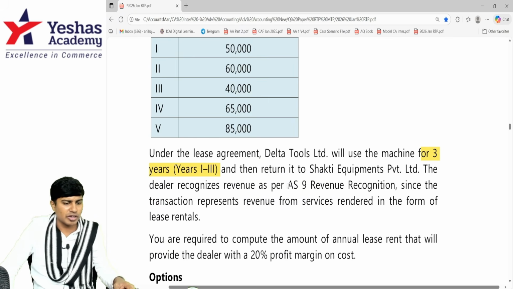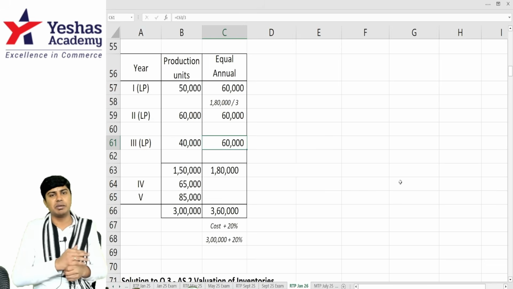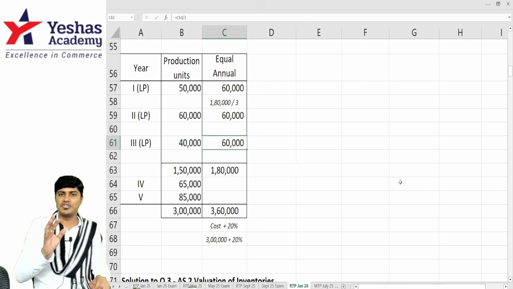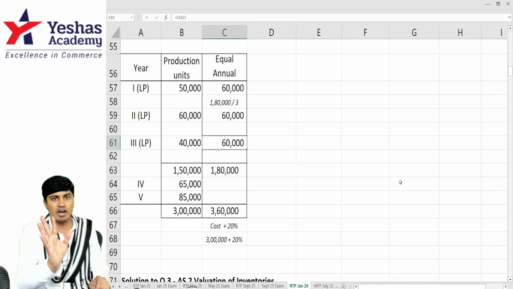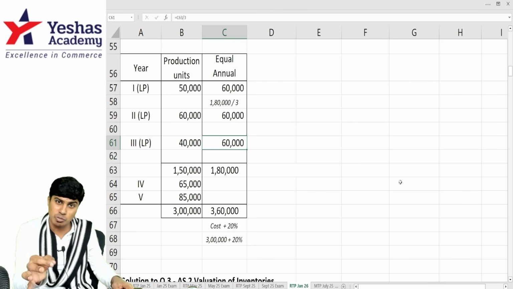The dealer recognizes revenue as per AS 9, revenue recognition. We need to recognize this rental income based on time period. In year 1, the lessor has to recognize income of 60, and the lessee has to record an expense of 60. Whether they pay or they don't pay, on the accrual system, the expense has to be booked.